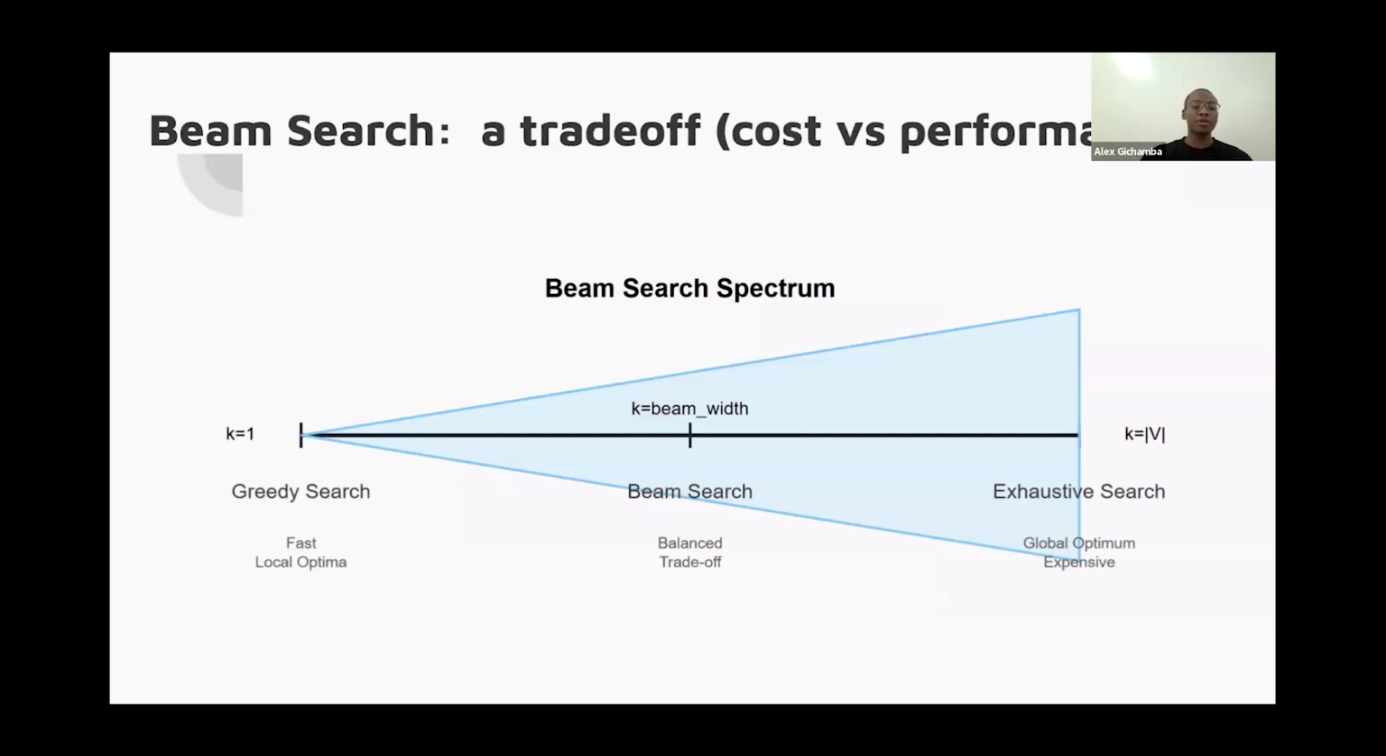So this is basically the spectrum. You can think of greedy search as a special case of beam search, where K is 1. It's fast, but you can get trapped in a local optimum. Exhaustive search is another special case, where K is equal to the vocab size. This is expensive, but you'll find the most probable path. Beam width is something in between. It allows us to trade off speed or cost for performance. And we'll look at an example of beam search here.